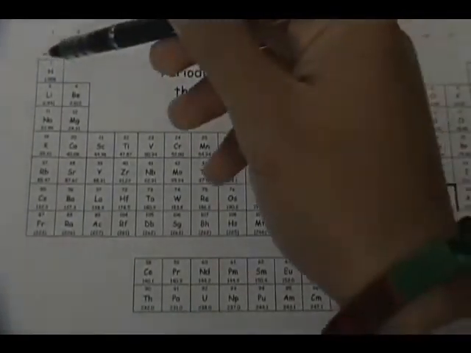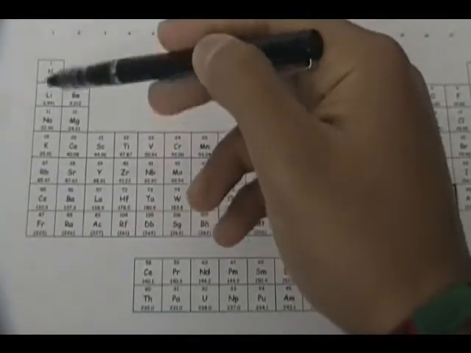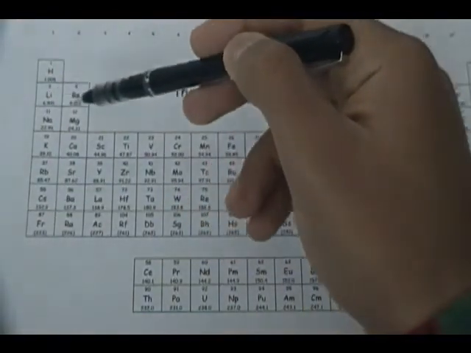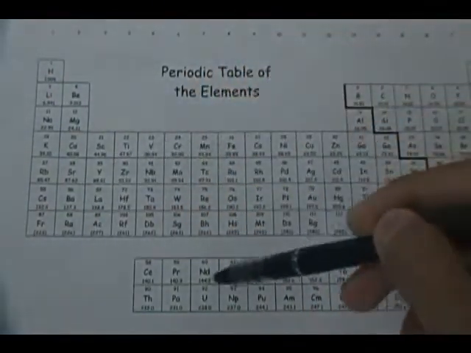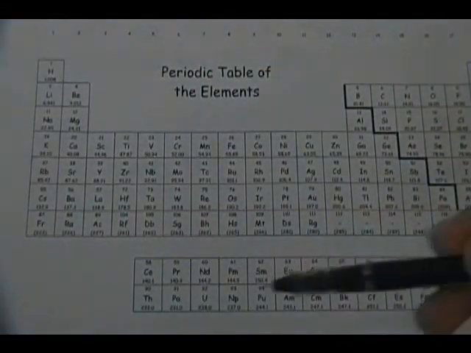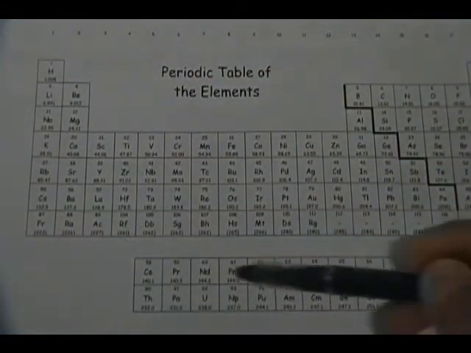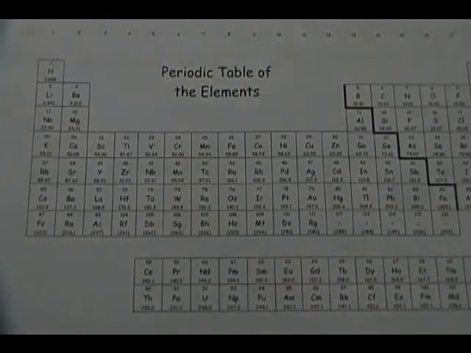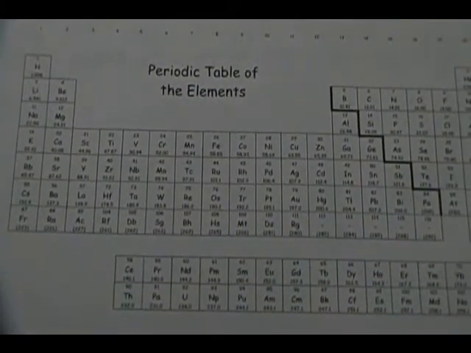Let's move to this side. This column right here is known as your alkali metals. This one is your alkaline earth metals. This one is known as your lanthanides. This is known as your actinides. So Los Angeles, LA: lanthanides, actinides. Nice little mnemonic.